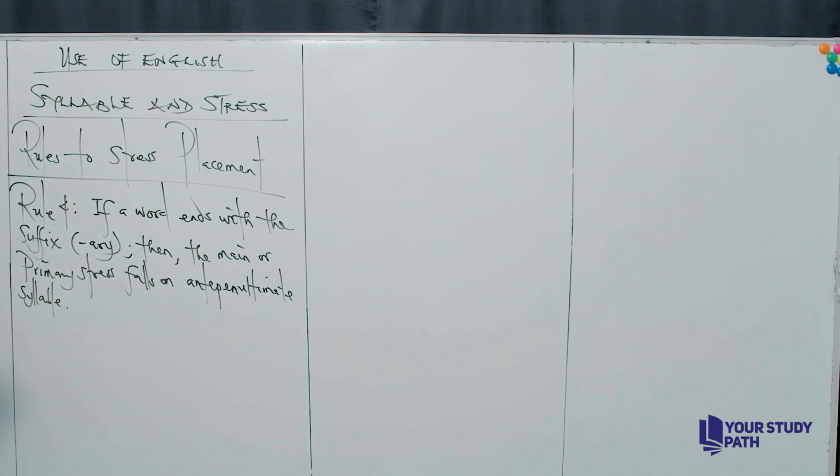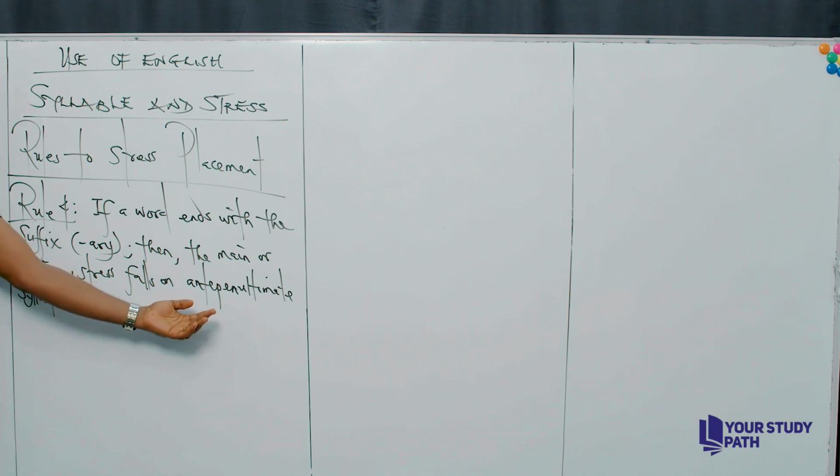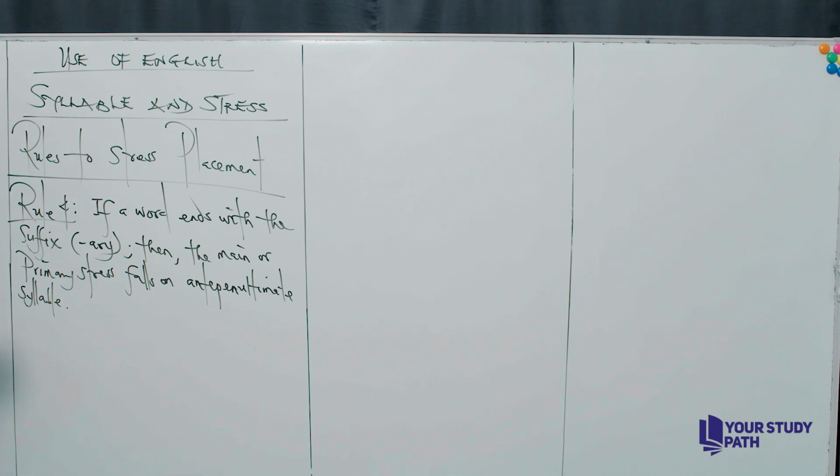Okay. Now, class, here is the rule. And the essence of this rule is to indicate that most English words that end with the suffix ary take their stress on the antepenultimate syllable. Now I'm going to look at an example of those words.